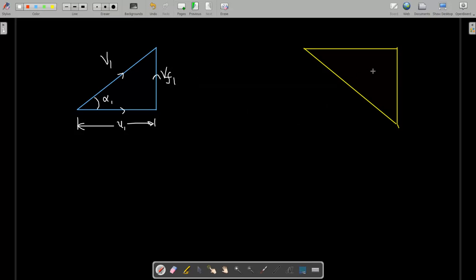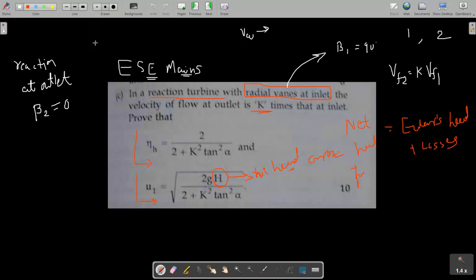Now here again this is alpha, beta 2. Okay, beta 2, and one thing I told you here wrong: at the outlet of a reaction turbine, alpha 2 is not 0, alpha 2 is 90 degree. Sorry, I put this condition wrong here, please correct it.